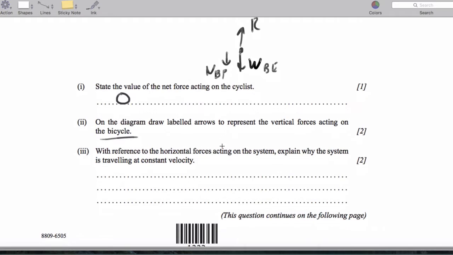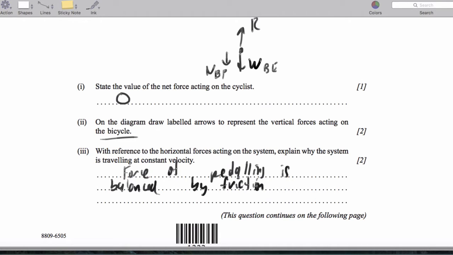Now, with reference to the horizontal forces acting on the system, explain the system acting at constant velocity. Well, what's happening is we have the force of pedaling is balanced by the force of friction. And so we end up getting that as the force. That's how they balance.